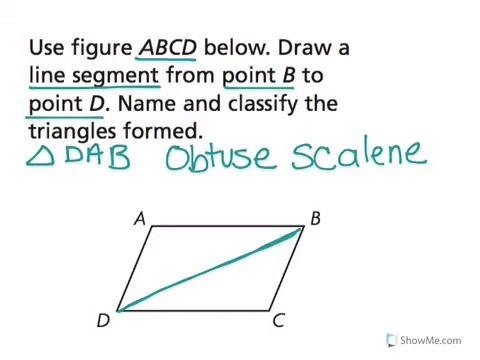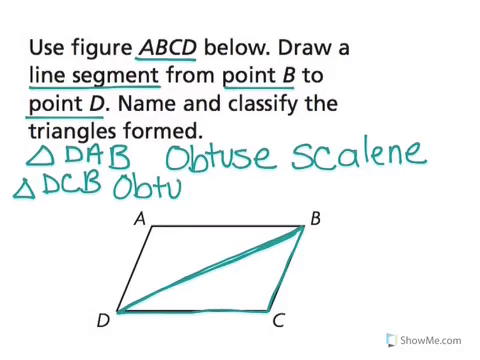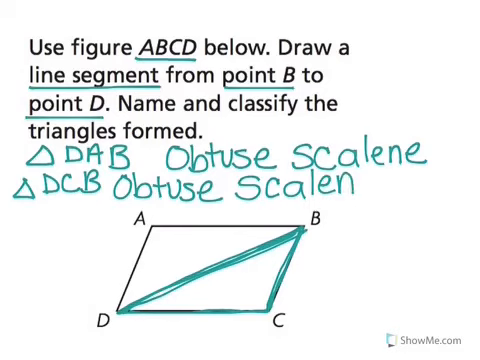Now let's look at our second one here. Triangle DCB. And again, it looks to me like we've got an obtuse angle right there. So it's an obtuse. And again, it looks like a sneaky scalene because all three sides are clearly different lengths. So they are both obtuse scalene triangles.